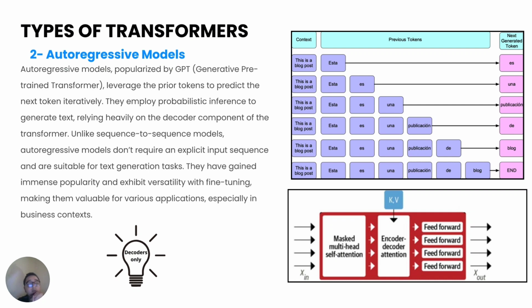And keep in mind that these models are composed of only decoders. They don't have an encoder in their architecture. So, for example, we have a sentence, a blog post, that we want to translate to Spanish. As you can see, these models can generate the next token depending on the previous token and the context simultaneously. And this operation happens on every step of the generation.